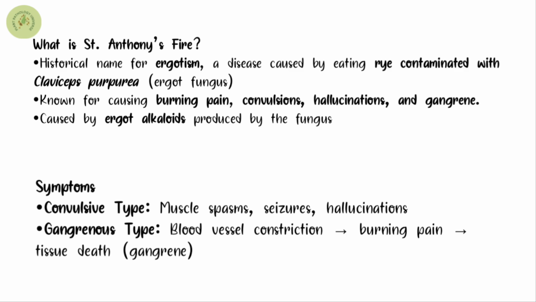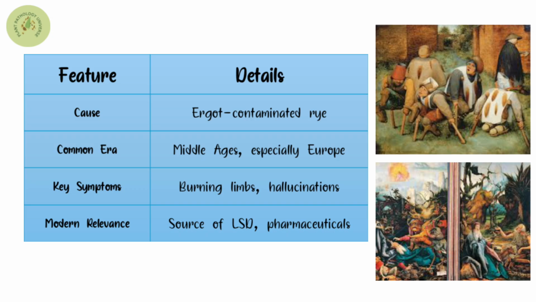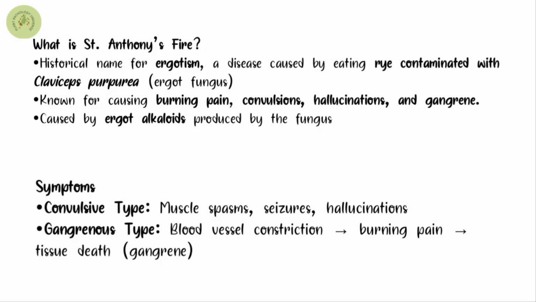The first landmark is St. Anthony's fire. Its historical name was ergotism, right? It is known as ergotism because the disease is caused by eating rye which is contaminated with ergots. Now ergots are nothing but a kind of hardened fungus mycelium, produced by a fungus known as Claviceps purpurea. This Claviceps purpurea fungus is known as the ergot fungus.